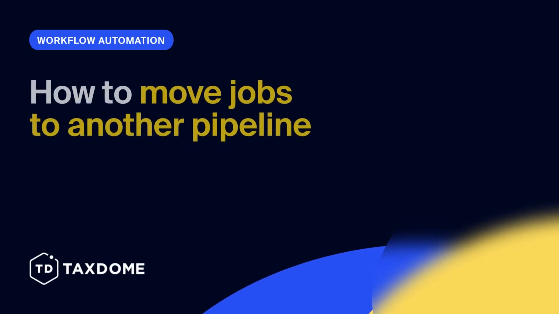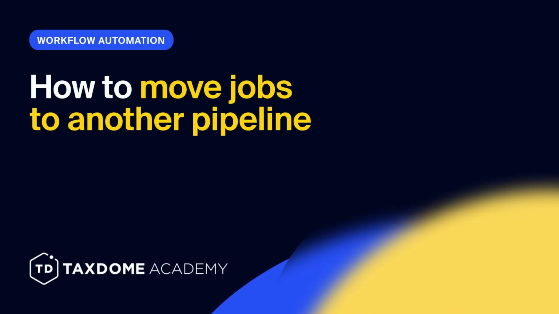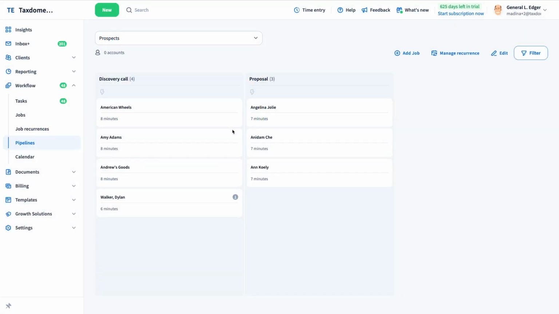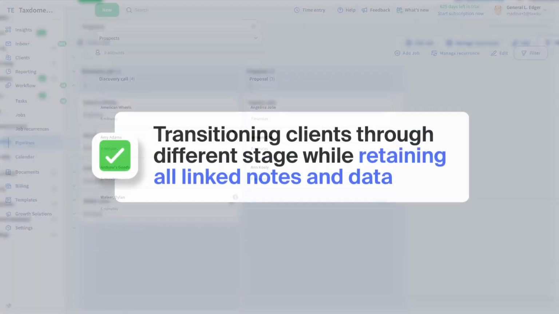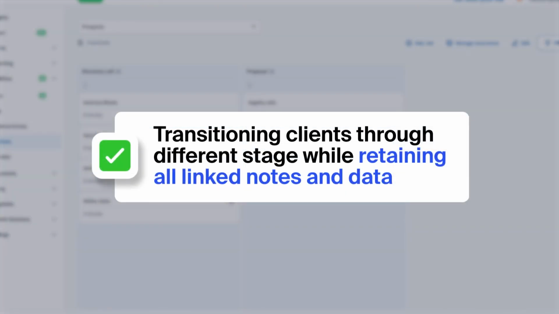How to move jobs to another pipeline. Moving jobs between pipelines helps keep workflows organized by transitioning clients through different stages of your process while retaining all linked notes, proposals, and other essential data.